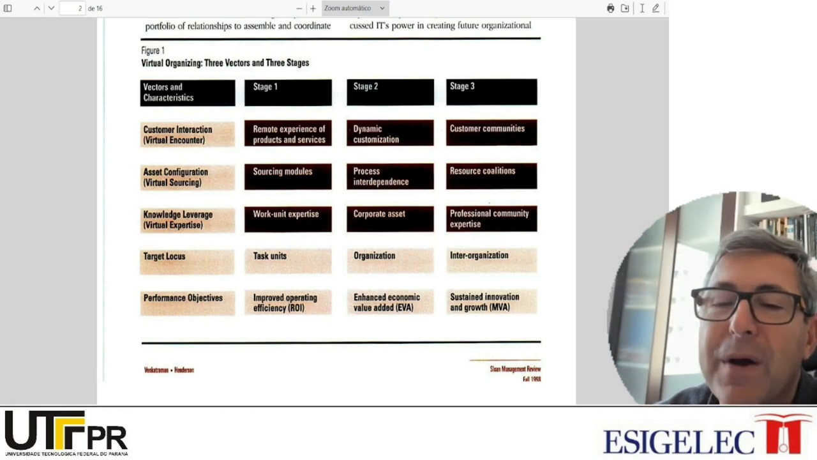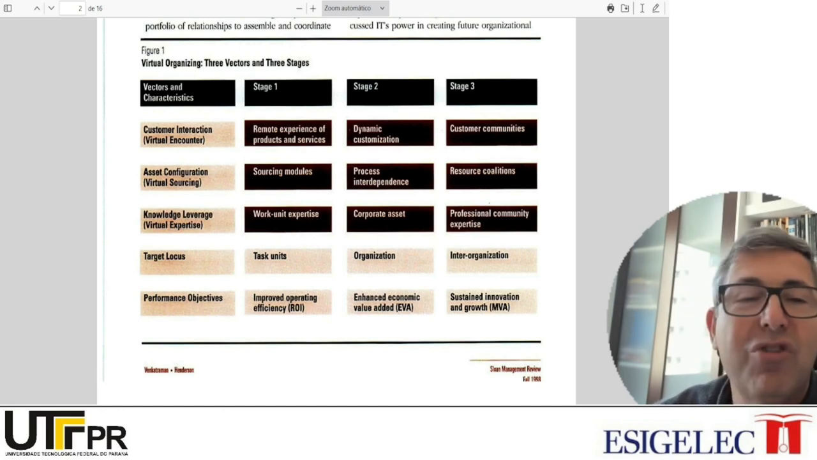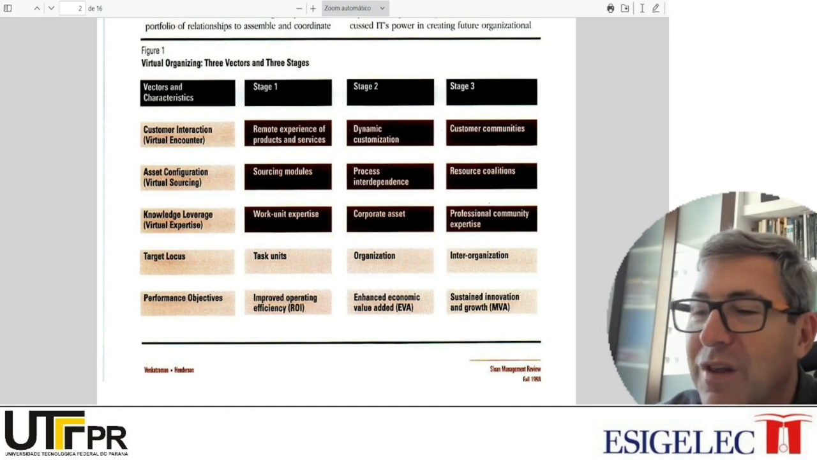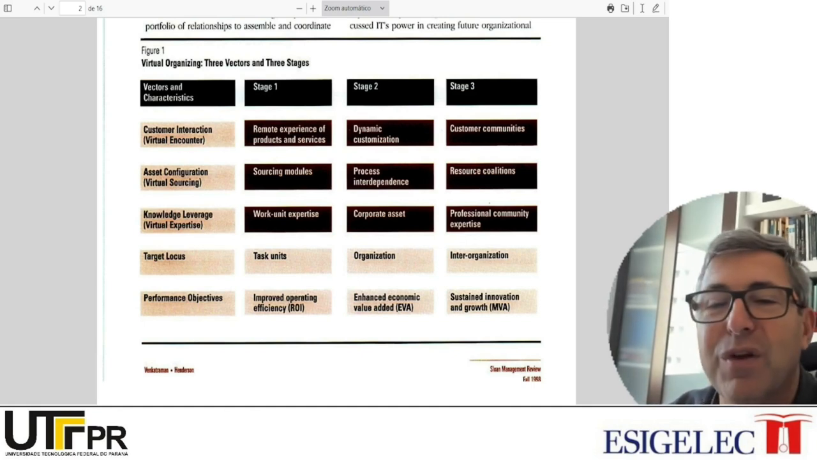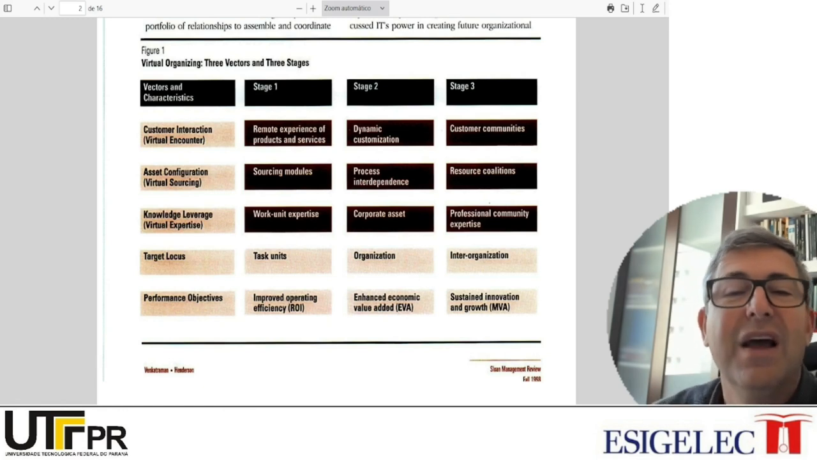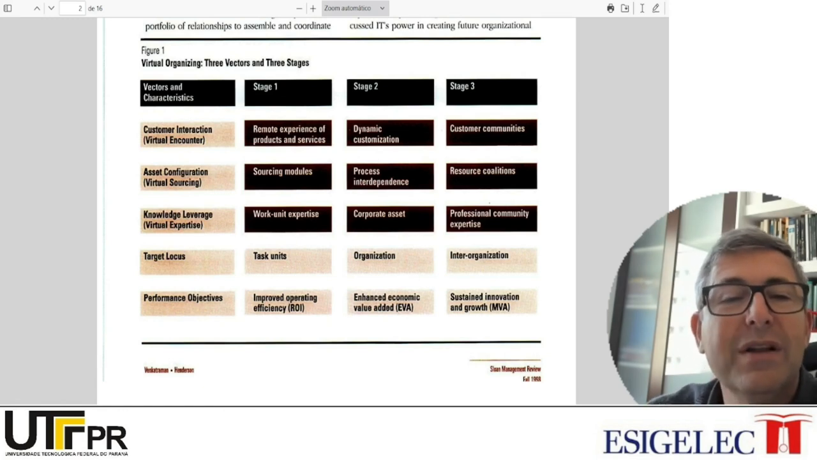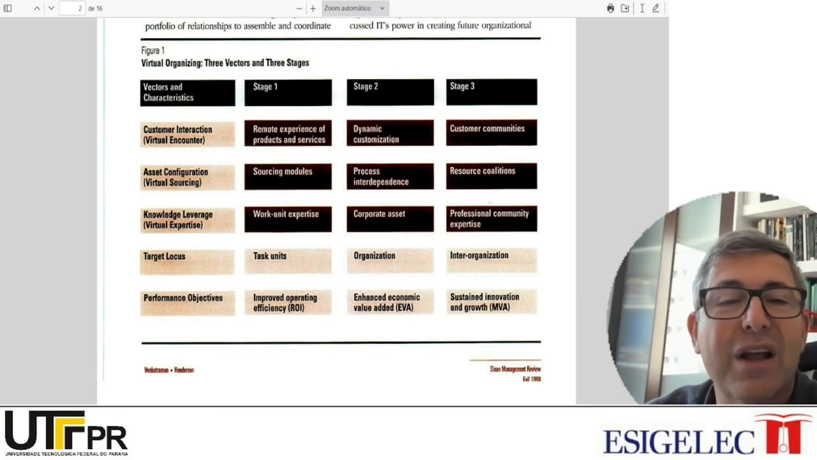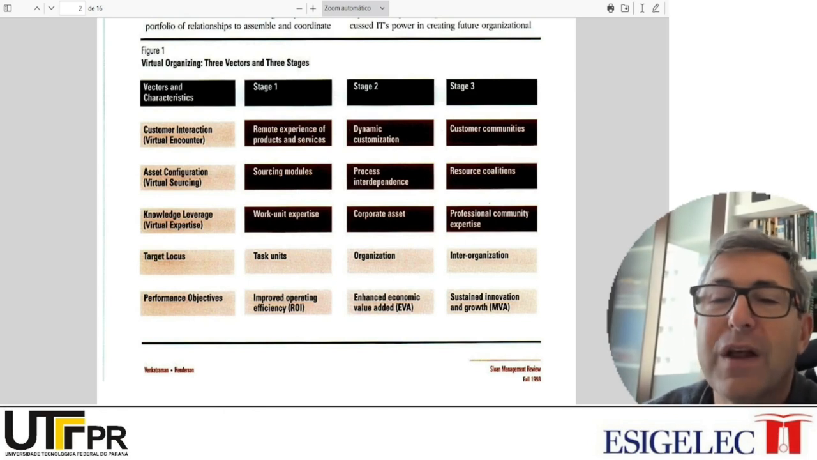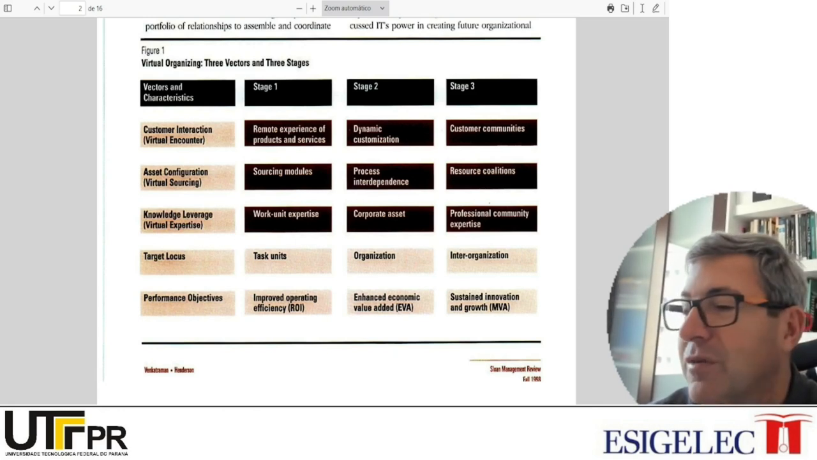So all of these end up relating to the third vector, knowledge leverage, which I wonder how the authors would write about if they were writing this in 2023 and not in 1998, if they would be clearer about this. But still, what the authors meant with this third vector was, we can use technology to generate better knowledge, to manage the knowledge we generate, and to make sure that we incorporate that into our experiences with the customer and with the suppliers afterwards.